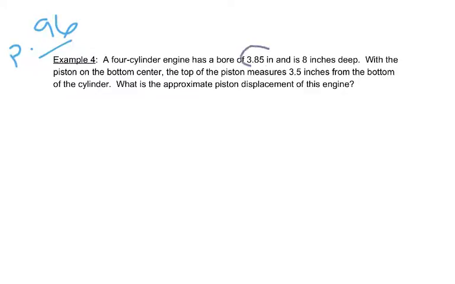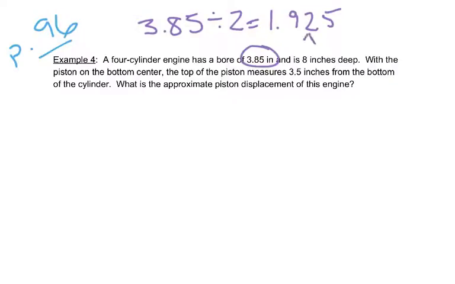So here we have our bore, so we're going to find our radius from that. So we have 3.85 and we'll divide by 2. And we get 1.925. So this is our radius. But the problem in this example is that we haven't been given the stroke. So we need to understand a little bit about pistons.